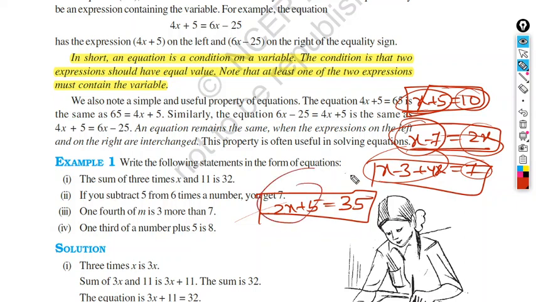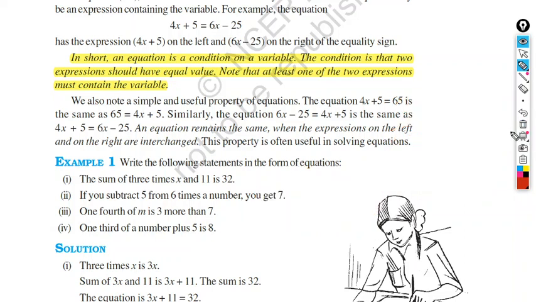In all the cases you can see there is a condition on a variable. In all the cases we have written x, but you can write x, y, z, a, b, c, any variable. So there is a condition on a variable, there is an equality sign, and the two sides, that is LHS and RHS, are equal. So we can call it an equation.